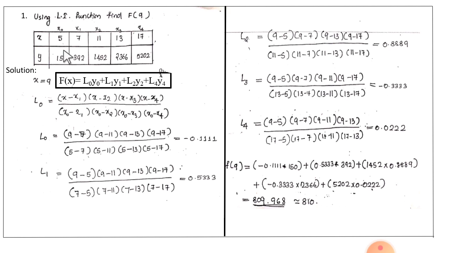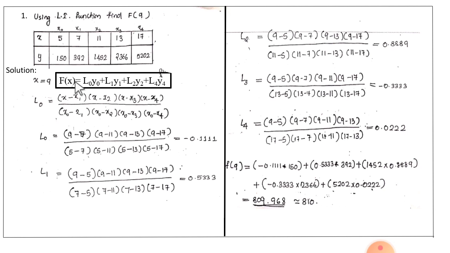After that, these are Y0, Y1, Y2, Y3 and Y4. After finding these, you can multiply L0 into Y0 plus L1 into Y1 plus L2 into Y2 plus L3 into Y3 plus L4 into Y4. So you will get the value of f of 9. That will be obtained as 810. Okay, this is how Lagrange's interpolation is done.